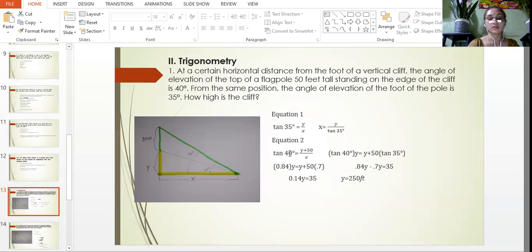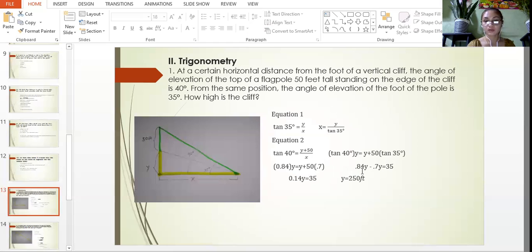In equation 2, tan 40 degrees is equal to (y plus 50) over x. So tan 40 degrees times y is equal to (y plus 50) times tan 35 degrees. The value of tan 40 degrees is 0.84, so 0.84y is equal to (y plus 50) times the value of tan 35 degrees, which is 0.7.